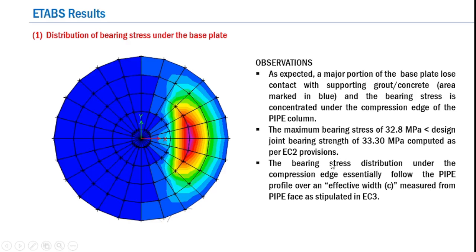Further, we observe that the bearing stress distribution under the compression edge, that is as shown over this right edge, essentially follows the pipe profile over an effective width C measured from the pipe face as stipulated in EC3. So that's all regarding the distribution of the bearing stress.